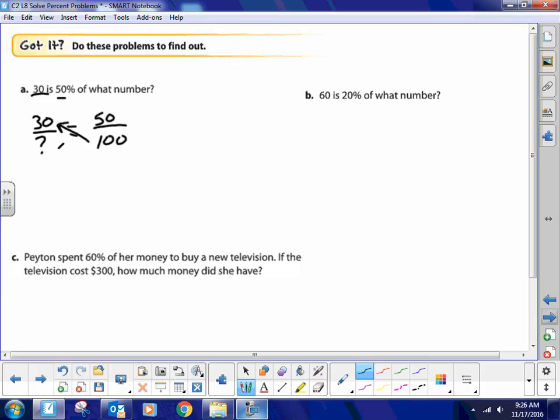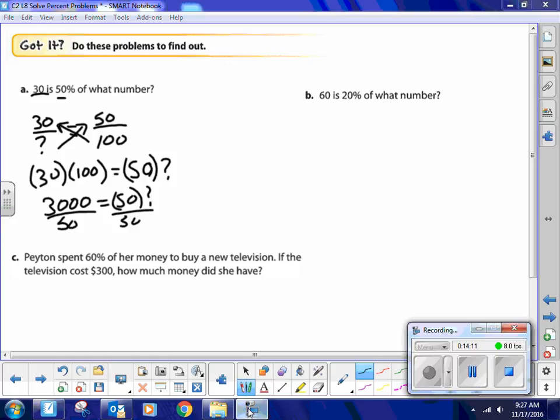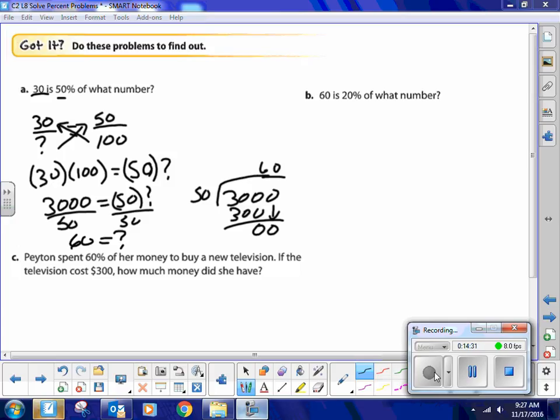Okay, cross multiply, and you've got 30 times 100 is equal to 50 times a question mark. So that's 3,000 is equal to 50 times a question mark. Divide by 50. Okay, and you take 3,000 and divide it by 50. Okay, and this goes 6 for 300, right? And you've got to bring down the 0, and so you need to bring that 0 up. Okay, so then you've got question mark is equal to 60. That's how that works.